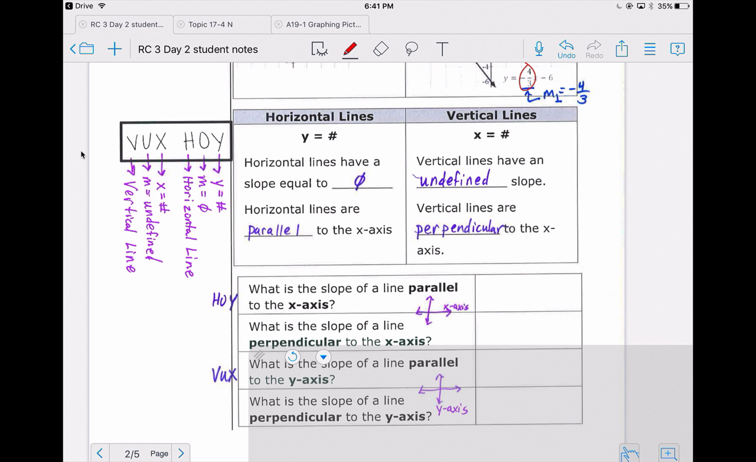You have this Vux Hoy, which is a supplemental aid that you have the option to put in your baggie. So if you have not put this in your baggie, but you want to after reminding yourself what this means, then you can go ahead and make sure you speak with your teacher at the end. So VUX is vertical line, undefined, x equals. Remember that x equals is the type of equation that you would see. And then Hoy is a horizontal line, slope of 0, and a y equals.